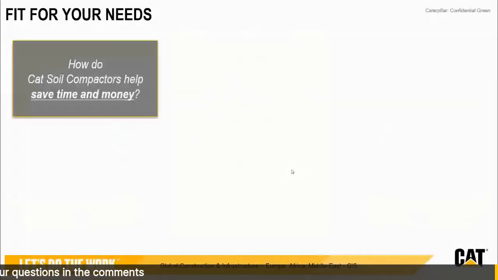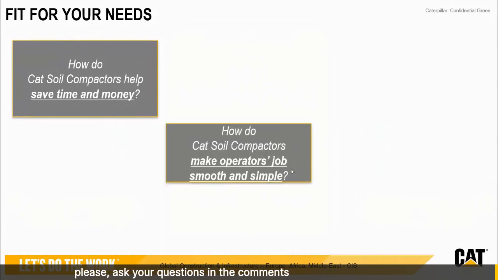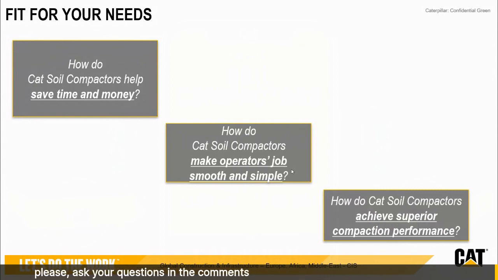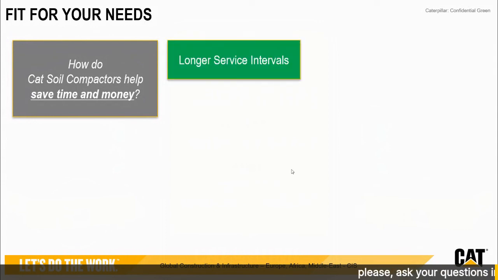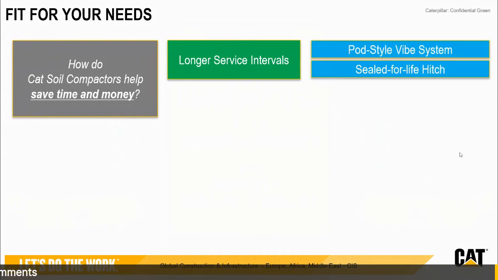So when we think about the customer needs, we think about helping the customer save time and money first, be comfortable, and do the job effectively without too much stress, too much complexity, and achieve superior compaction performance, compacting per the job site specs. So how do we help achieve those dimensions? The first one is longer service intervals. By having longer service intervals, we save money. And we have a couple of features we're going to go through really quickly to show how Caterpillar soil compactors help get longer service intervals.